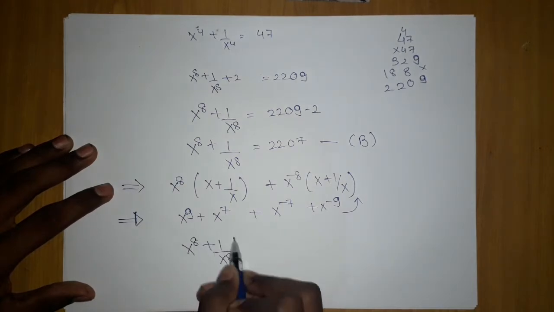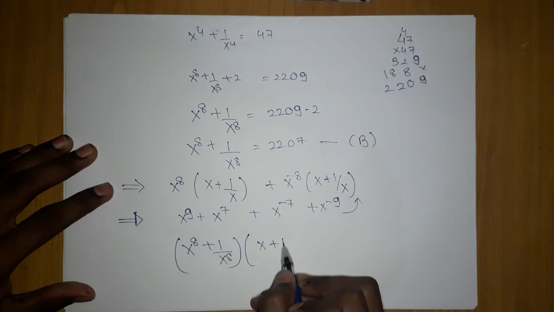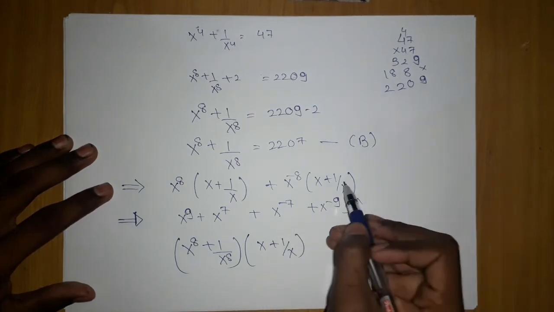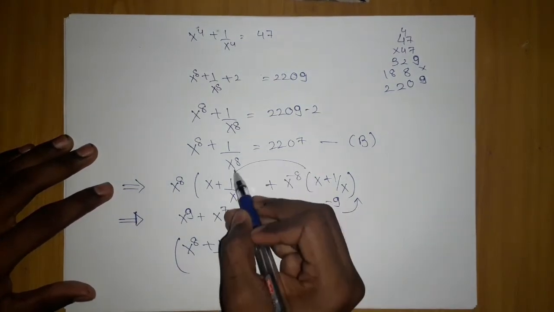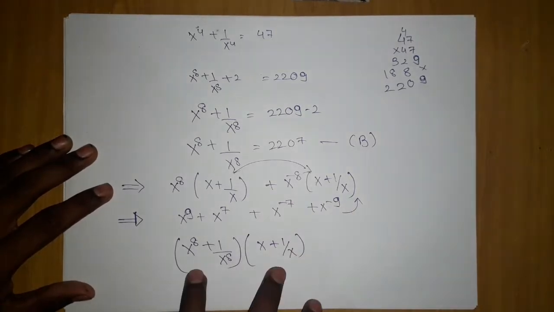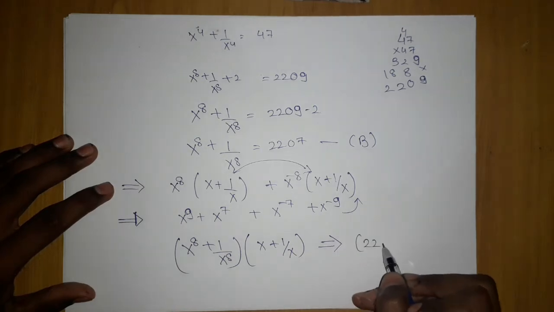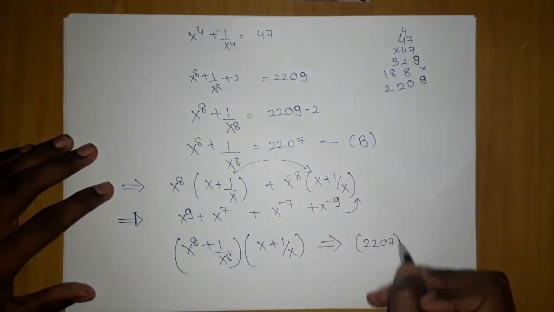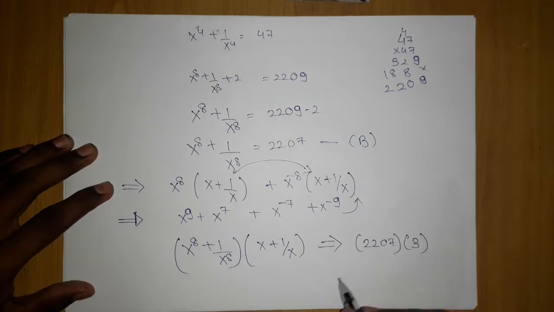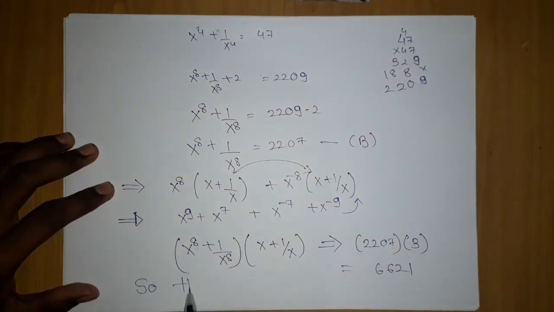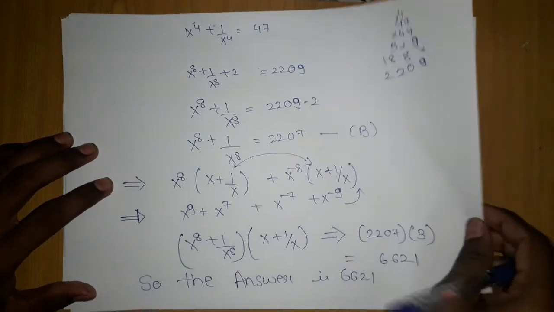So let me just get this. It is 1 upon x to the power 8, and this is x plus 1 upon x. How can you write this? Yes, I can write this, because it seems like a quadratic, so its roots are like that. Now do I know its value? Yes, I know. This is 2207, and this is 3. When you multiply them, what do you get? 6621. So the answer is 6621. Okay, let's move on to the next question.